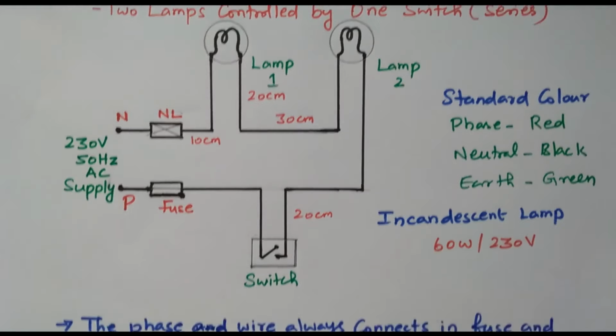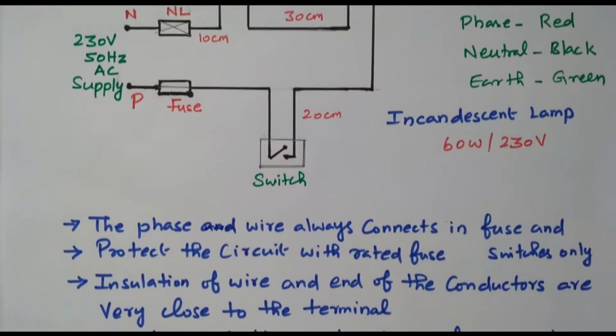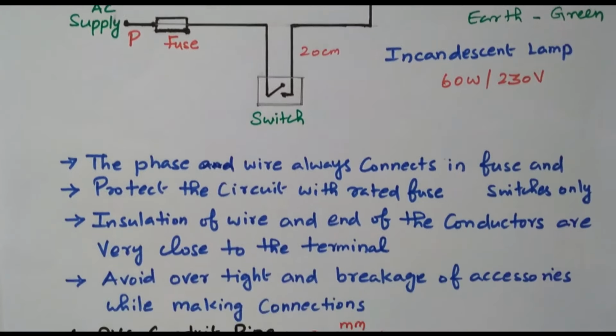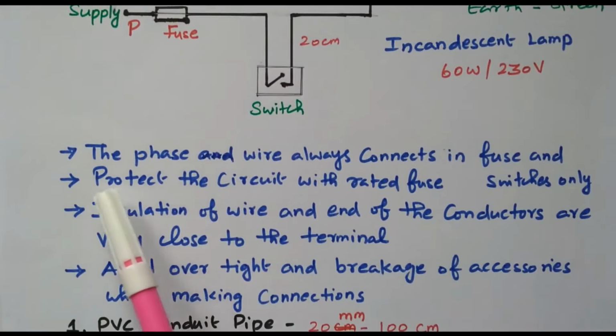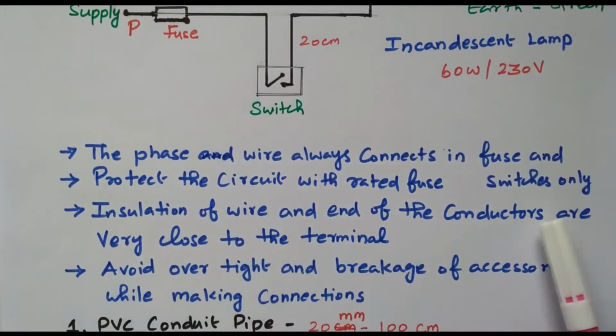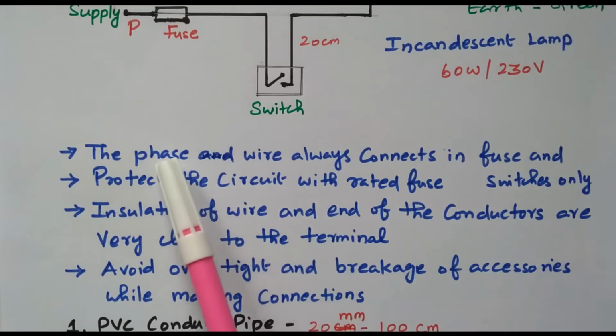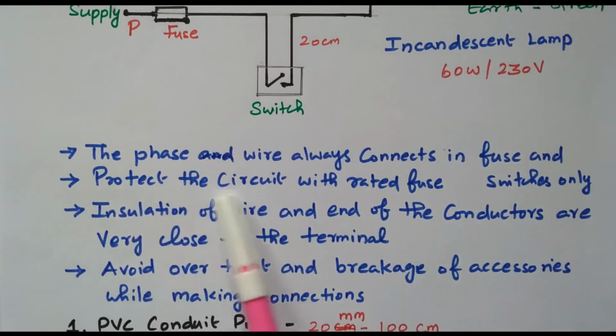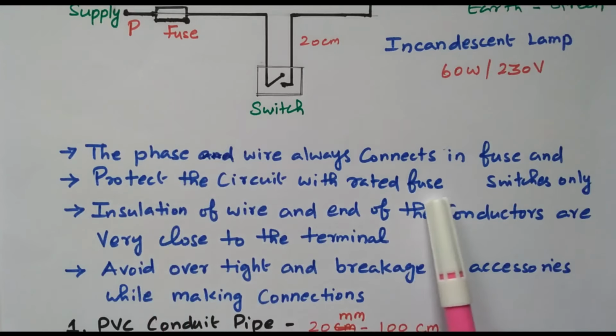Now we will see what are the things we need to follow while doing the wiring. The phase wire always connect in fuse and switches only. We already discussed. And protect the circuit with rated fuse. Rated fuse means exactly what amount of current taken, that amount we need to use. We should not use more rating or lesser rating.